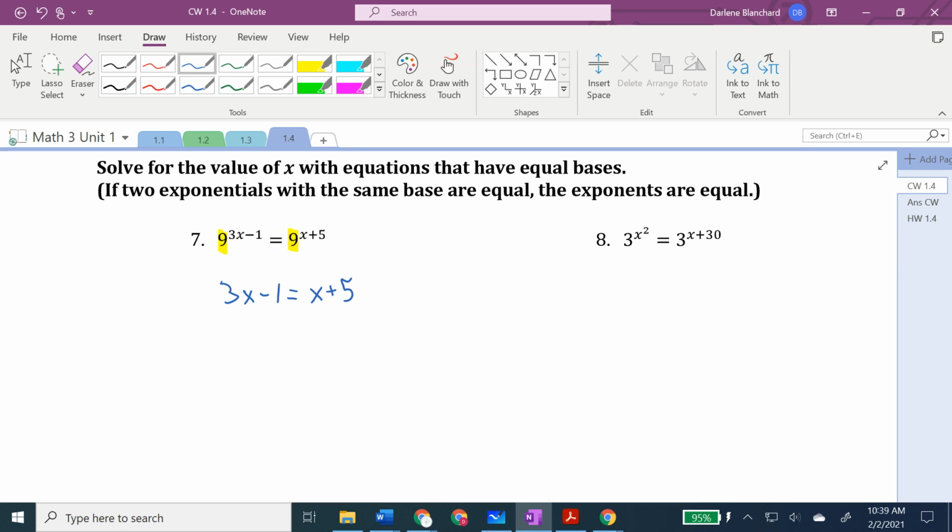And this is prepping you for something that's going to be coming later. Later, you're going to have to get to the point where you make these bases the same. But I'm starting you off with, once you see that you have the same number as a base, you can put the exponents equal to each other. Completely legitimate move. Then go forward with the algebra you know. The x is located in more than one position, but I can bring those together.